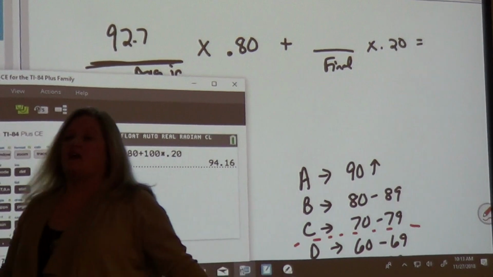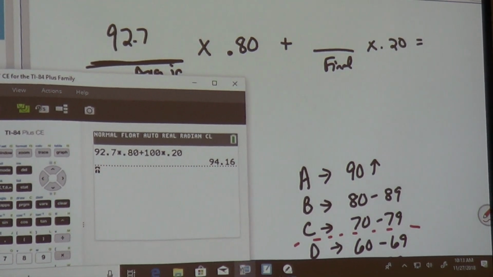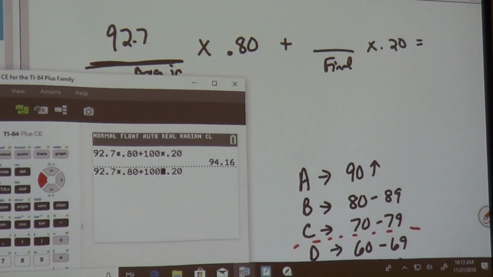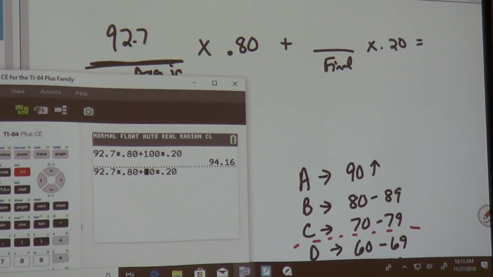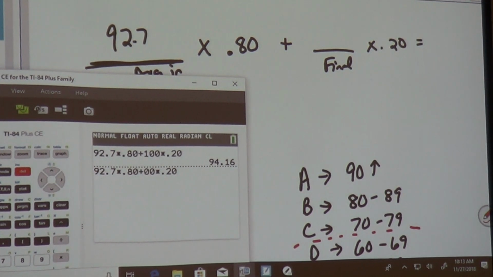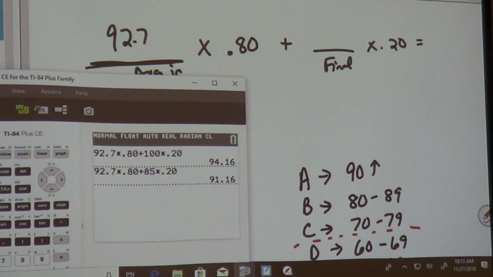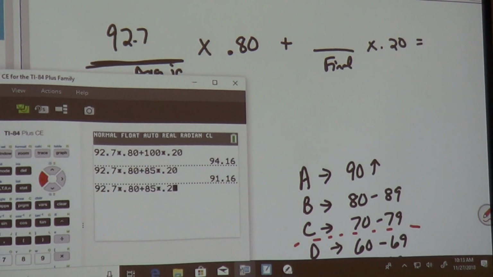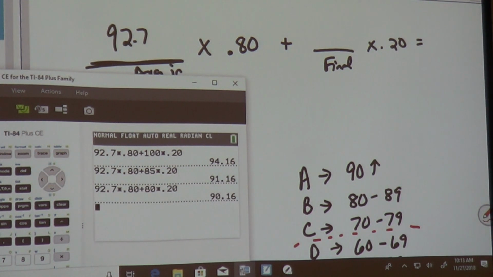Okay? Now, I'm going to do second enter. I'm going to back that thing up, and I'm going to say, okay, what if I don't make 100? What's the lowest I can make and still keep my A? So let's put in like an 85. I still have my A. So let me do second enter. Let's type in, let's say, an 80. I still have my A. So let me go to like a 78.